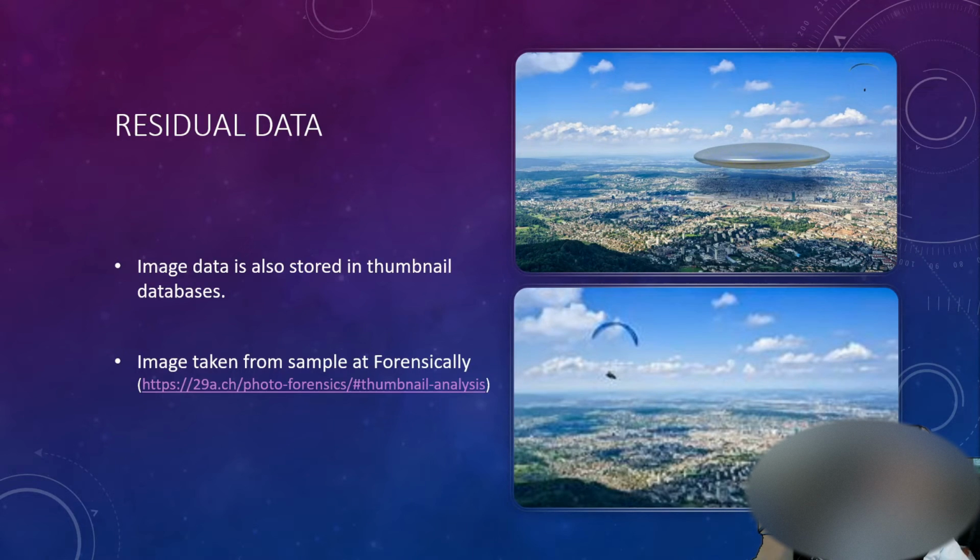Well, in this case, if we simply look at the thumbnail data, and thumbnail databases do contain image data, you can see the thumbnail for the image below clearly shows there's no UFO. There is somebody parachuting in the image, but it doesn't even seem to be the same person parachuting. So that person has been removed, and the UFO has been added, as well as another parachuter.